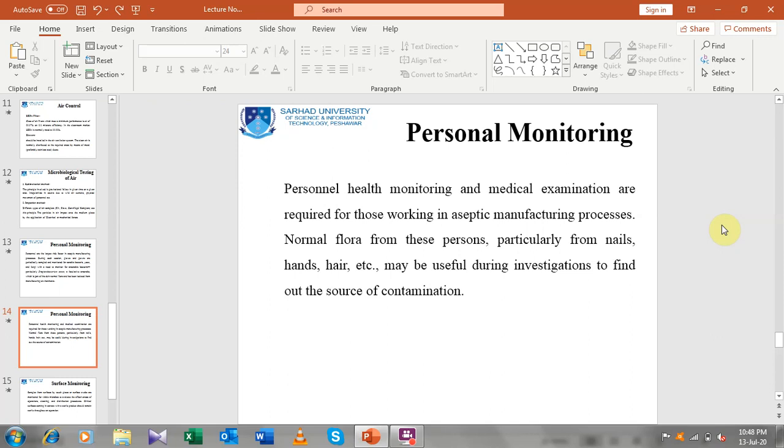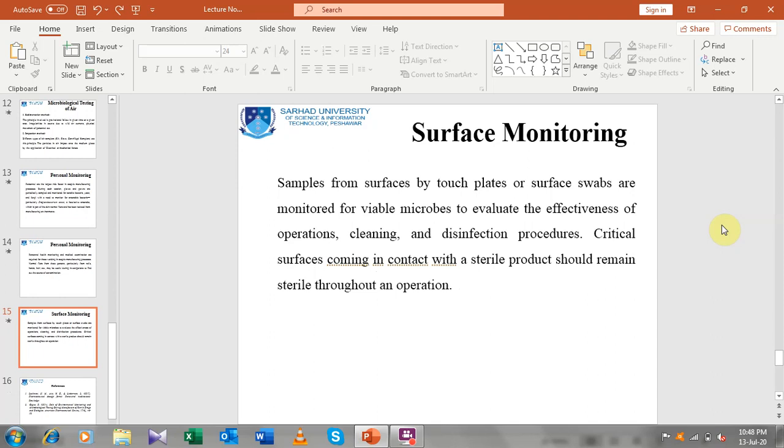During the investigation of the area, surface monitoring should be done, using the touch plates or the surface swabs to monitor for viable microorganisms, in order to cross check the effectiveness of the cleaning operation or another operation or disinfection operation. If we operate in a particular area, we will check the surface, and we will check whether the cleaning is valid or not, or if we have used the disinfectant, whether the proper surfaces are properly disinfected or not. We should evaluate the efficacy of the disinfection procedures.